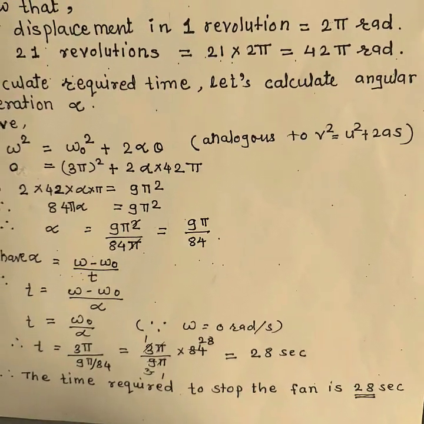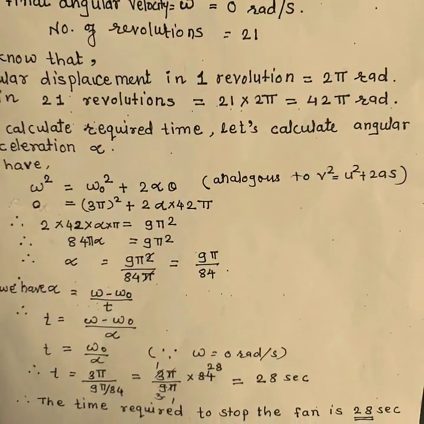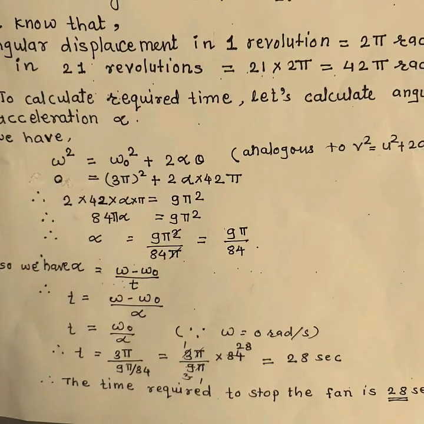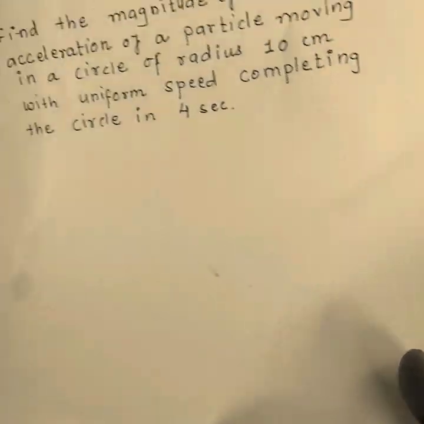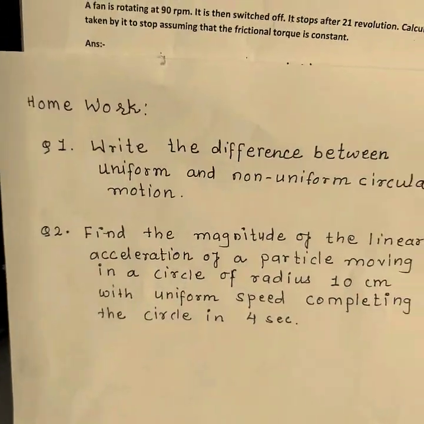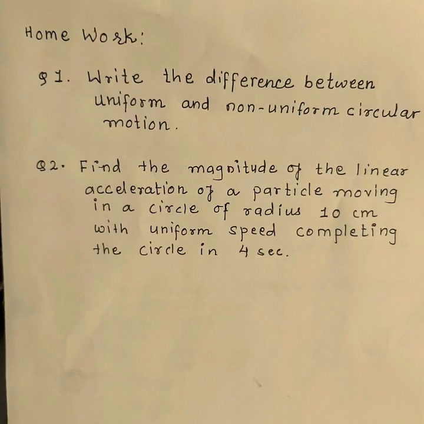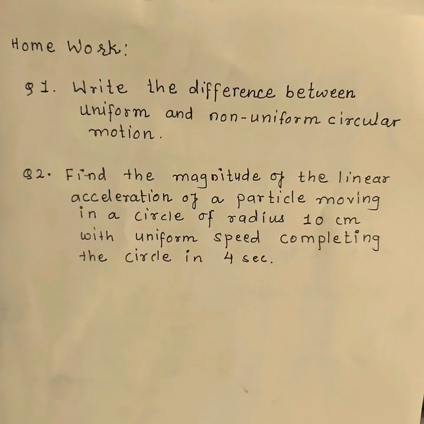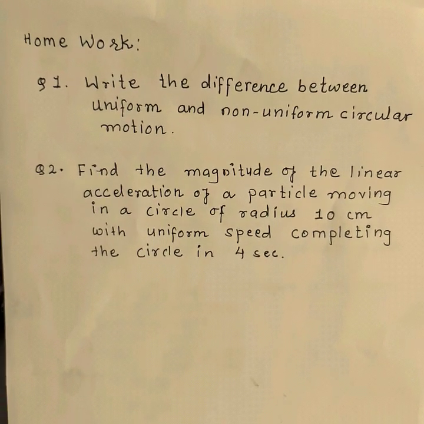So I hope you have understood the whole problem. After this, I am giving you only two questions for the homework. Today's homework is question number 1. Write the difference between uniform and non-uniform circular motion.